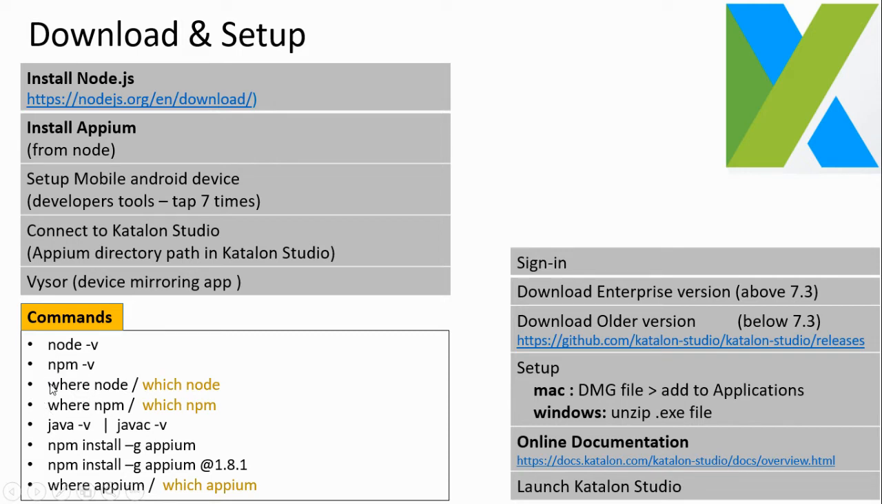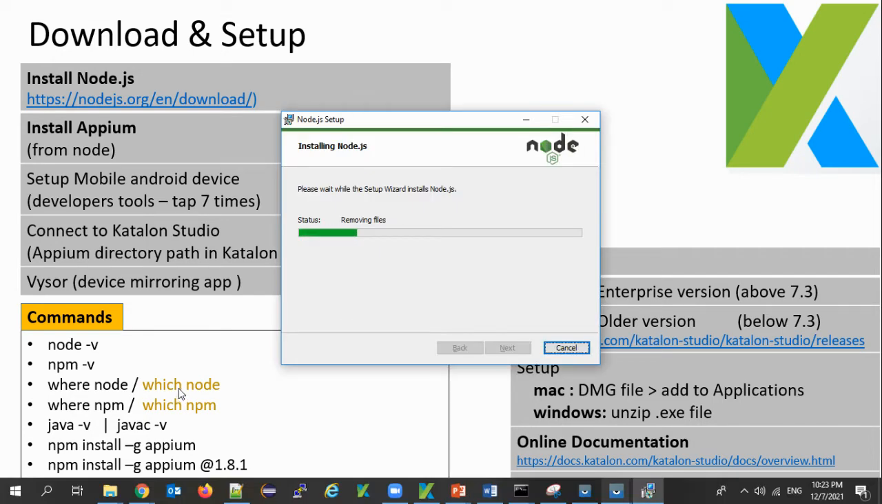And then there is the third and fourth command, which is where node. If you type this command in the command prompt, it will give you the path of the install directory of where node and npm are installed. The difference between where and which is, on Windows we have to use the where command, and on Mac OS we have to use the which command to get the path of the node and the npm that have been installed. Okay, because the file is quite big and I have already installed it on my machine, it is trying to remove any previous versions.